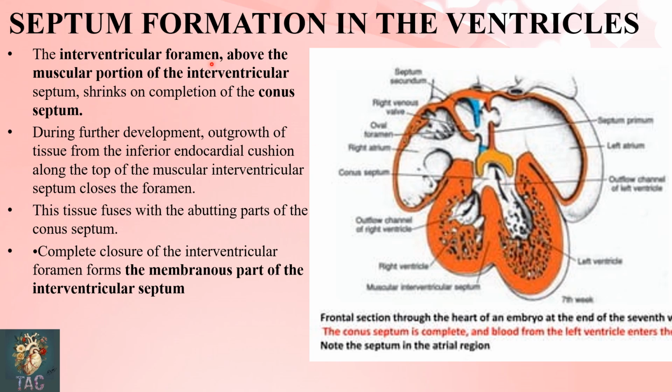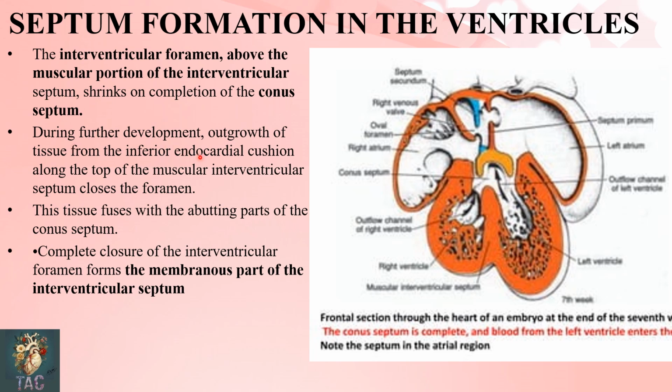So the interventricular foramen above the muscular portion of the interventricular septum shrinks on completion of the conus septum. As I have told you, the truncus arteriosus is forming here, and the conus cordis is going to divide the outflow chamber. This conotruncal septum also contributes to complete the septum formation in the interventricular area. So the completion of the conotruncal septum will contribute to forming the membranous part of the interventricular septum.